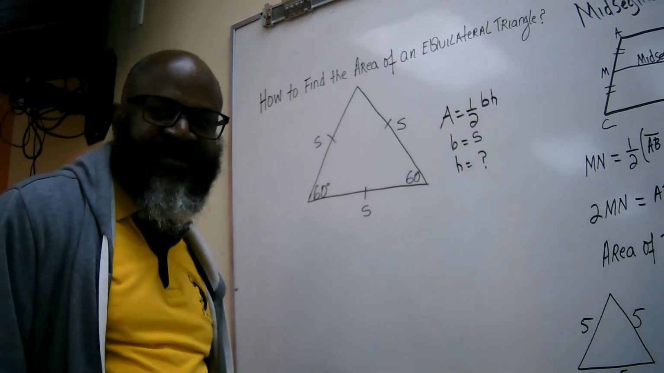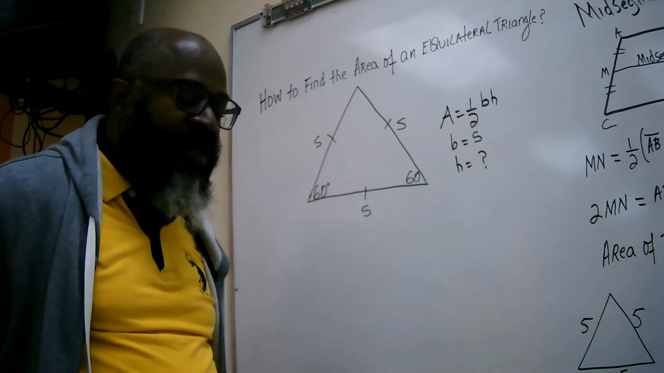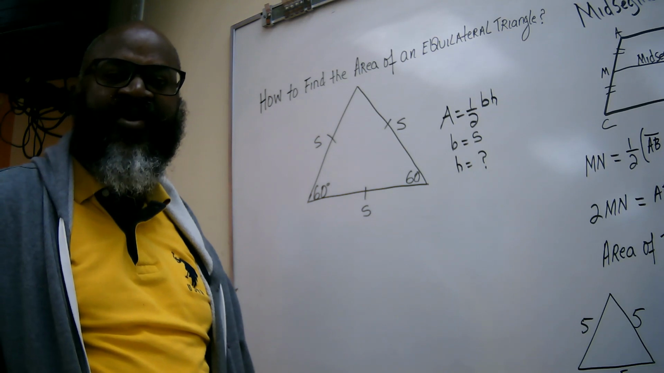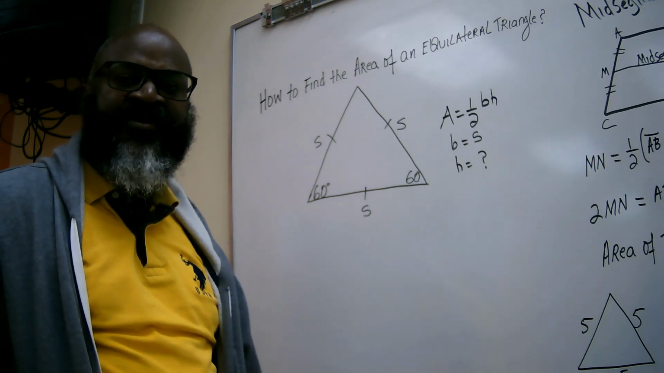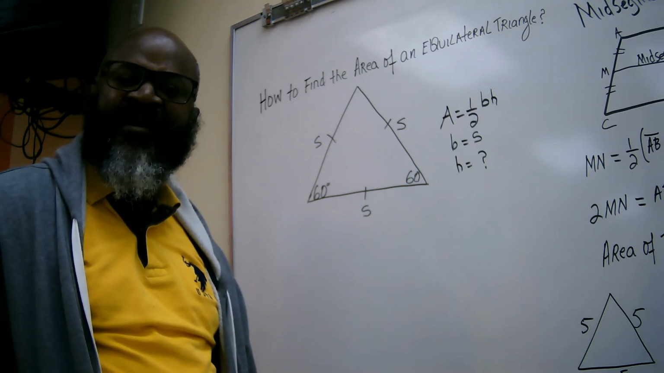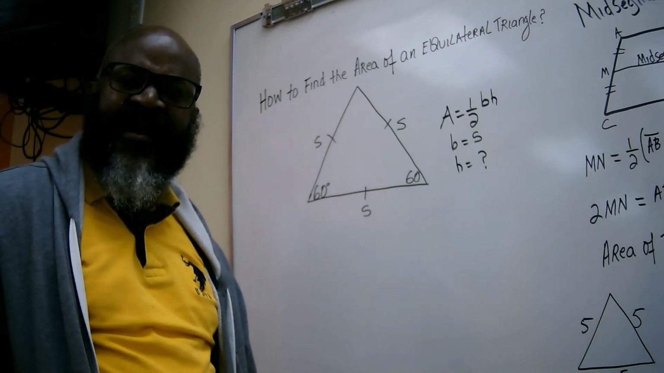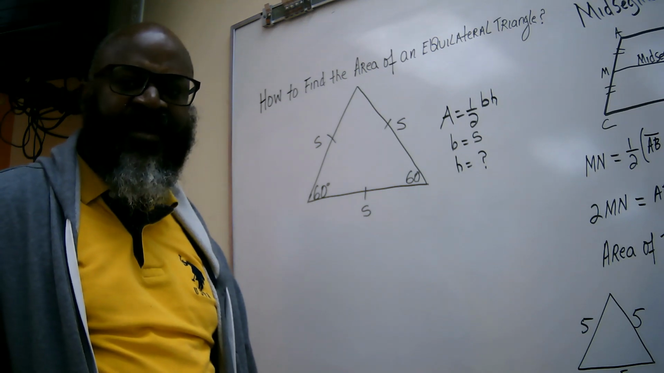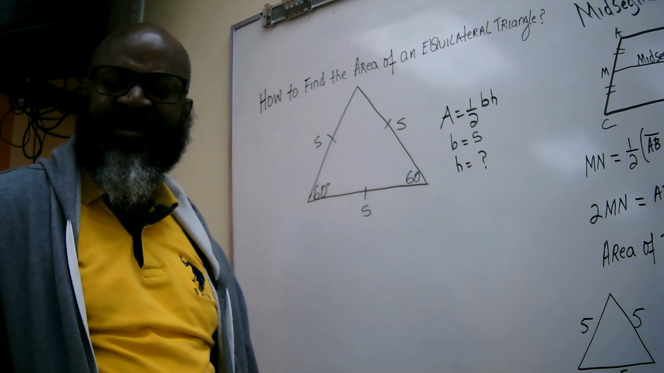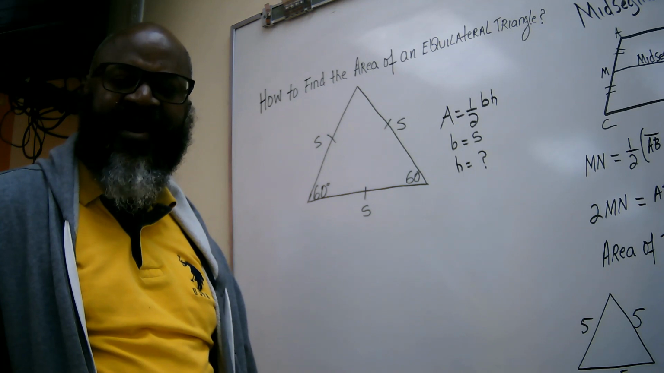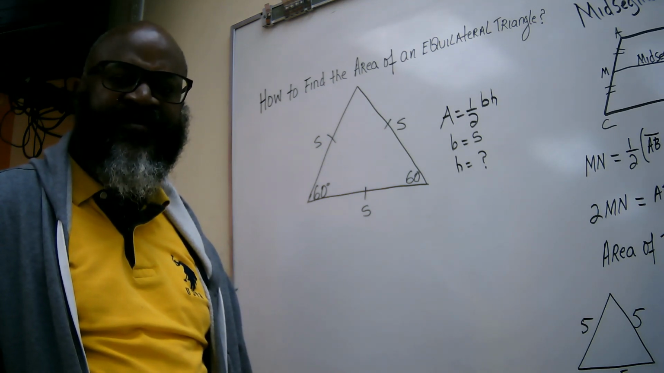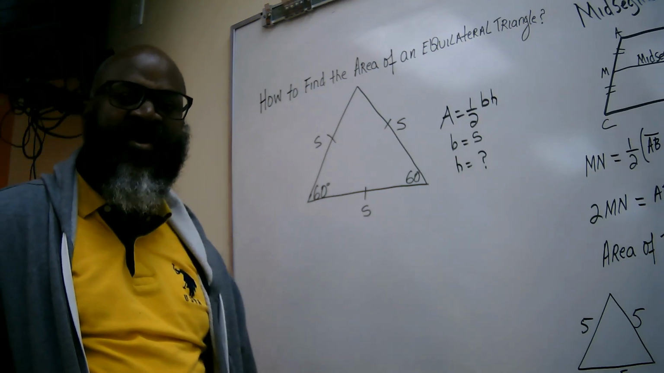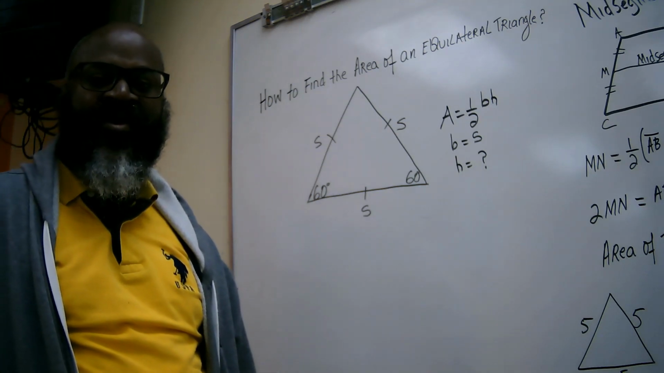Good morning. We're here today on how to find the area of an equilateral triangle, and also how to use the Heron's formula to find the area of any triangle as long as you know the perimeter. So we're going to demonstrate both ways to find the area of an equilateral triangle. Now, you know an equilateral triangle has three congruent sides and three congruent angles.